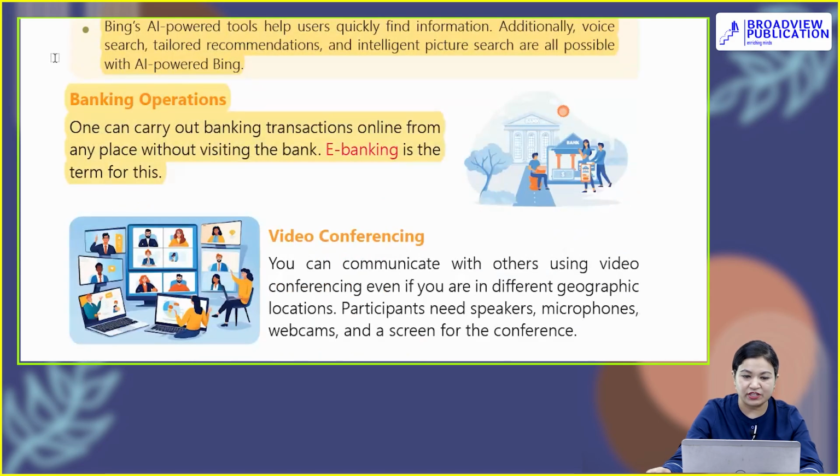Banking operations. One can carry out a banking transaction online from any place without visiting the bank. E-banking is the term for this. So you can do online transactions with the help of e-banking.